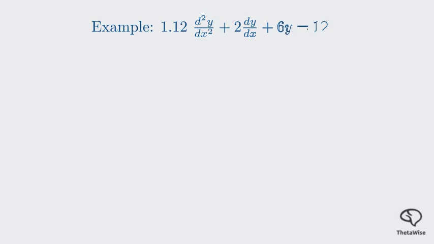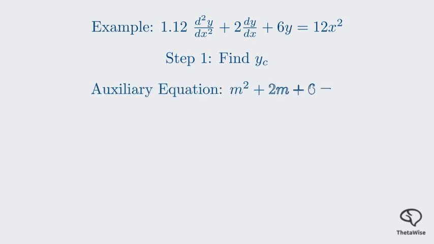Now let's tackle a more complex particular solution problem where the right-hand side is a polynomial. Consider problem 1.12, but with y and x instead of x and t to keep the notation consistent. So d2y/dx2 plus 2 dy/dx plus 6y equals 12x^2. Step 1. Find yc. The auxiliary equation is m^2 plus 2m plus 6 equals 0.